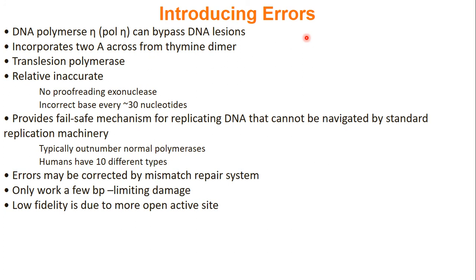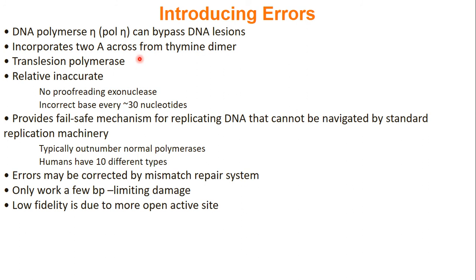So sometimes these errors in our mechanisms to try and fix DNA errors will actually cause new errors. So let's look at Pol-Eta. Pol-Eta can work through some of these lesions. For example, if you have a thymine-thymine dimer that's not repaired, Pol-Eta will just find this thymine-thymine dimer and put 2 A's across from it. We call these translesion polymerases. They'll work across these lesions.